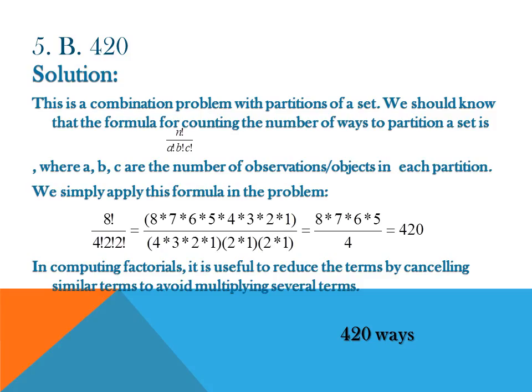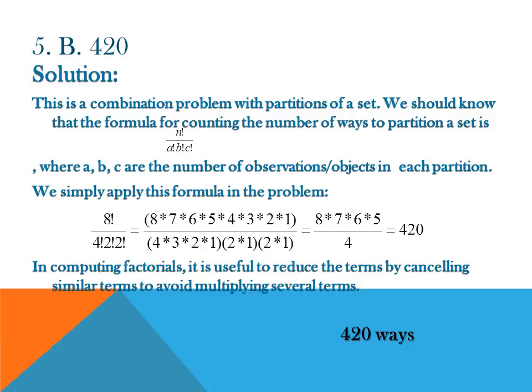This is a combination problem with partitions of a set. We should know that the formula for counting the number of ways to partition a set is n factorial over a factorial times b factorial times c factorial, where a, b, and c are the number of objects in each partition. Since we have 8 employees and 4 will process, 2 will pack, and 2 will do quality check, then we let n equal 8 and the solution will be as follows.